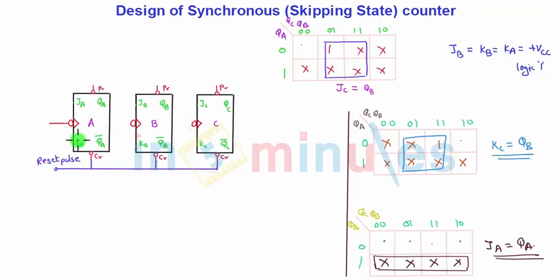Before that, clock pulses are simultaneously given to the circuit. Why? Because this is a synchronous counter. So let us form a clock cycle. So clock is given simultaneously, that's why it's a synchronous counter. Okay, and reset pulse is given here.